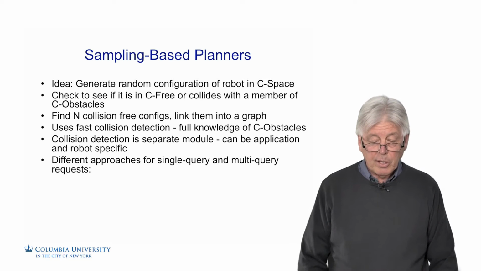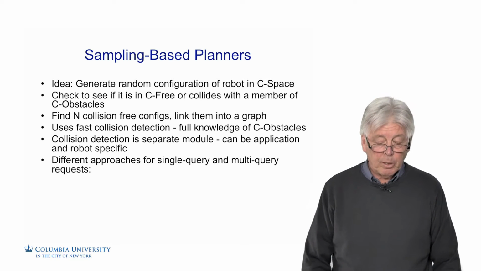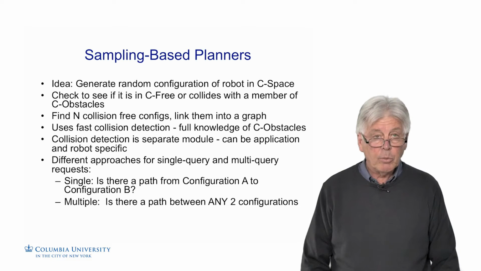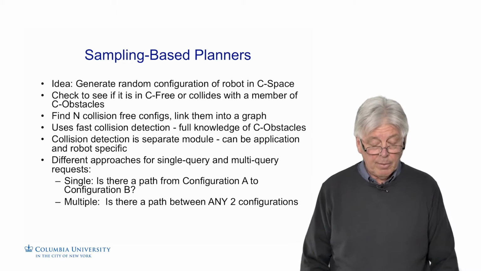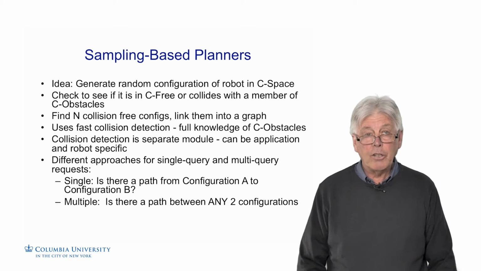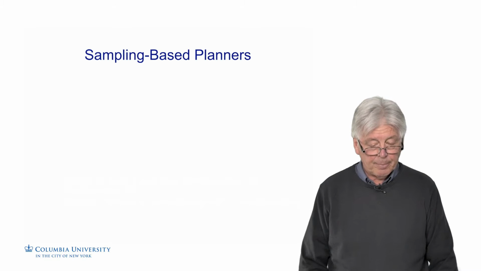There are different approaches to this problem. One is a single query approach, and the other is a multi-query approach. Single: is there a path from configuration A to configuration B, which are given? Or multiple: is there a path between any two arbitrary configurations in space? So we'll look at both ideas.